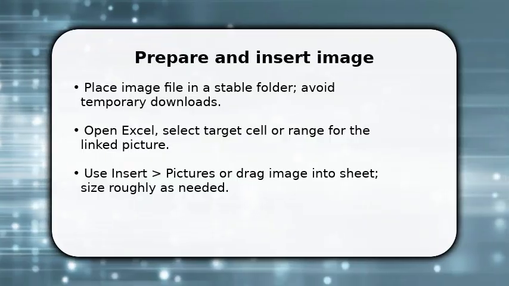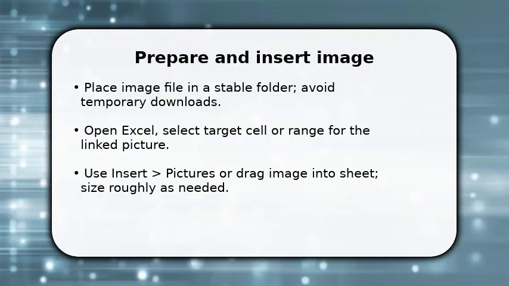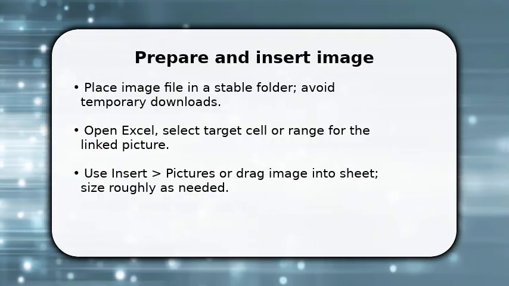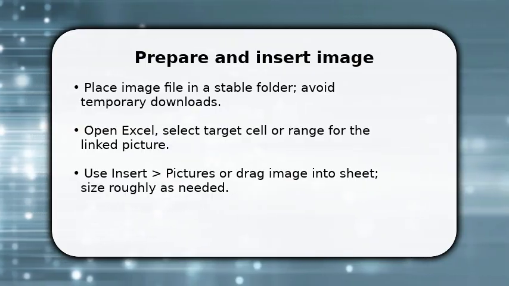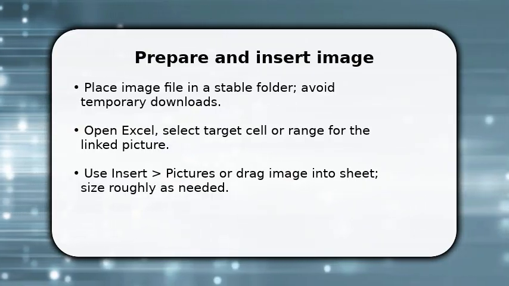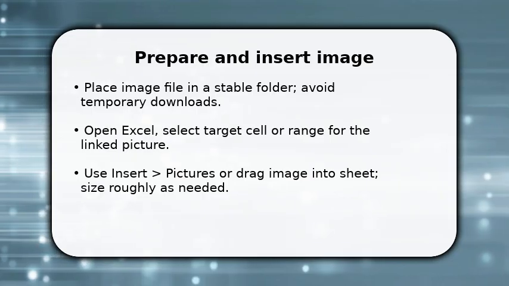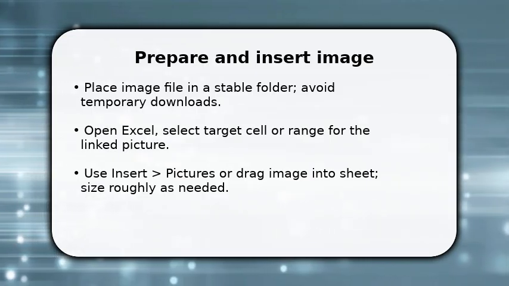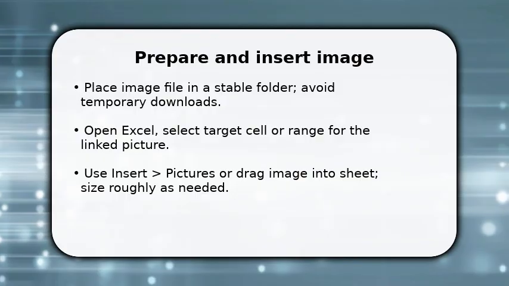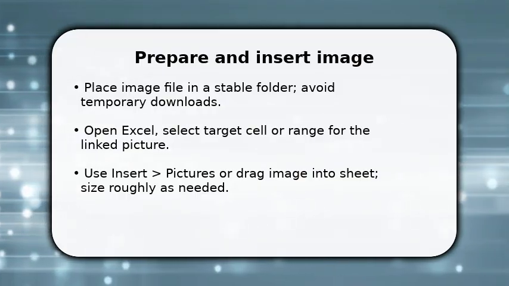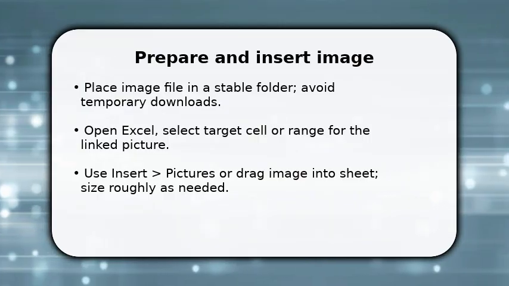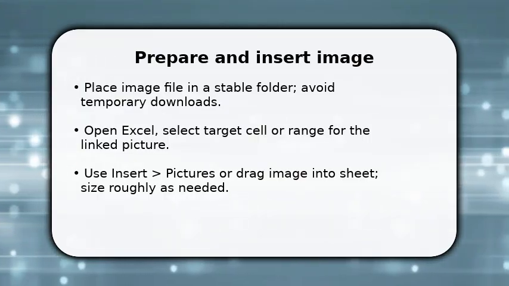You'll start by placing the image in a permanent folder so the link won't break. This is important. Next, insert the picture into Excel using Insert Pictures or drag it in so you can visually position it. Once done, make sure the cell you want to represent is clearly identified because you'll link the picture to that cell. Don't spend time on cosmetic tweaks yet. The goal here is a reliable image and a clear target cell for the link.